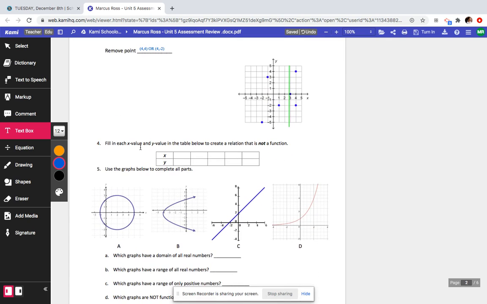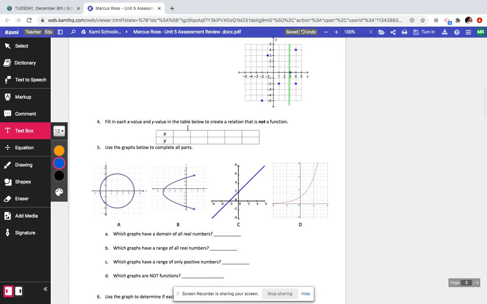Let's move down. Fill in each x value and y value in the table below to create a relation that is not a function. Well, if we're trying to create a non-function, we just need to make sure our x's repeat. So I'm going to make this easy on myself and just put 2's for my x's. If I just put 2's for my x's, then that means they're going to repeat, and we don't have a function. We're just trying to create a non-function. So now that my x's repeat, we don't have a function. I just answered number 4.